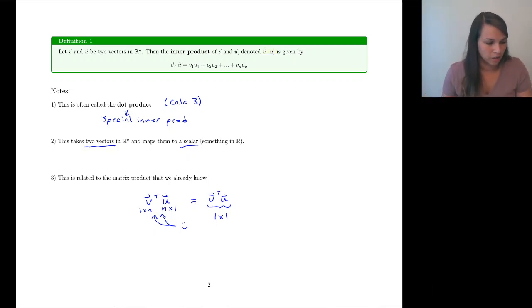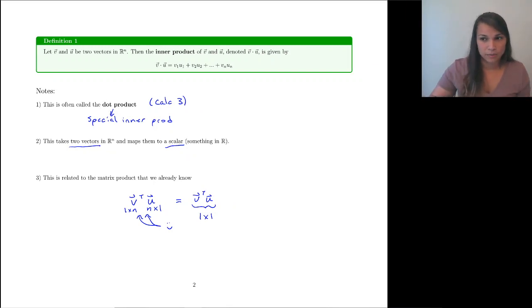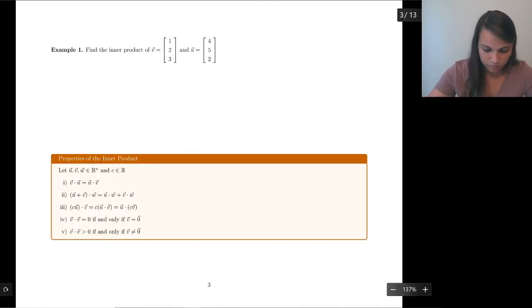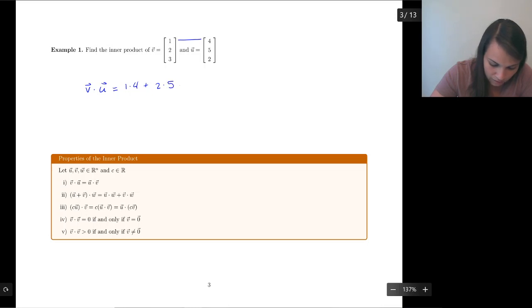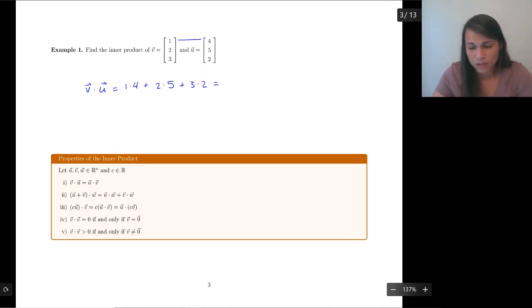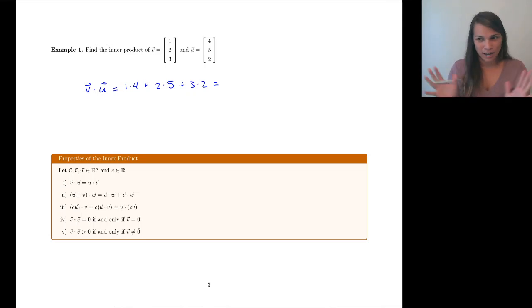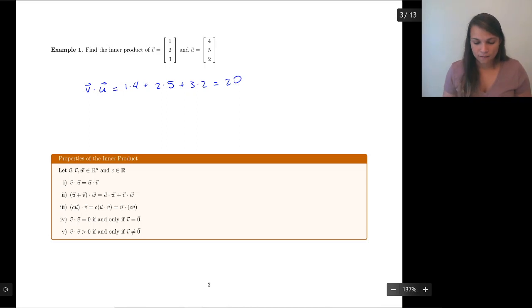Okay, so let's do an example. Let's see this in action real quick. We've got V dot U. Then we take the first entries, so 1 times 4. We take the second entries, 2 times 5, plus the third entries, 3 times 2. Notice, unlike determinants, there is no alternation of signs or anything. We just add them all up, keep those straight. And then that's 4 plus 10 plus 6, so that's 20.